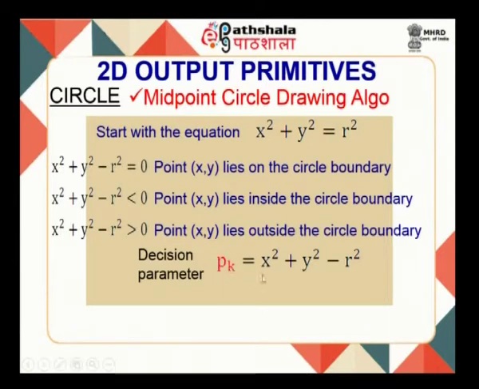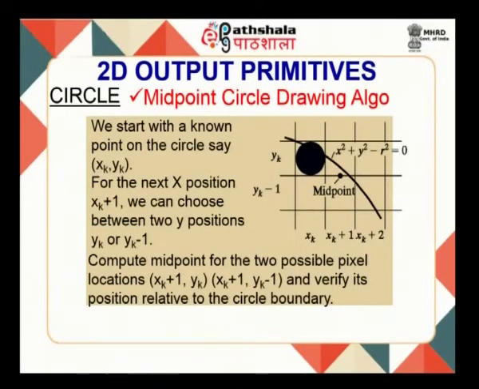If we equate pk to x squared plus y squared minus r squared, whenever pk is less than 0, it is an inside point, whenever pk is greater than 0, it is an outside point, and whenever pk is equal to 0, it is a point on the boundary. That means always we have to find a point close to the theoretical position on the circle. That point may be an outside point or an inside point. For that we use the concept of midpoint.